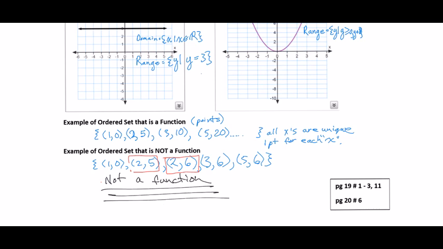What I'd love for you to do is take a look at question number 19, 1 to 3, 11, and 20, number 6. Good luck, guys.